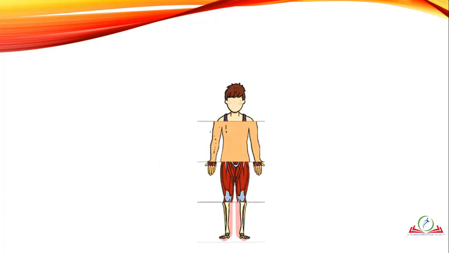Now the terms superficial and deep. Superficial means towards the surface and deep means away from the surface. If we divide a human body into different layers from the skin to the bones, then the muscles are superficial to the bones and bones are deep to the muscles. The terms external and internal are also used. External means towards the surface and internal means away from the surface.